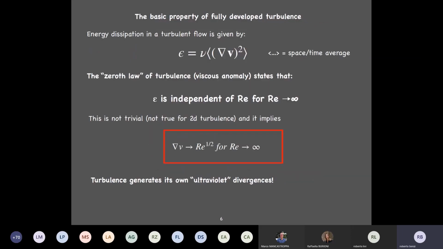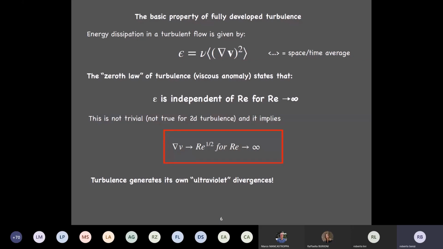Now, start with the basic problem of turbulence. What is called the zeroth law of turbulence, or if you wish, the viscous anomaly, is the most important information that must be kept in mind when dealing with turbulent flow.